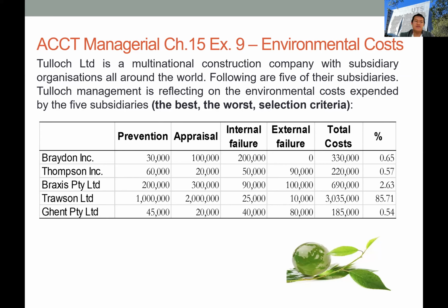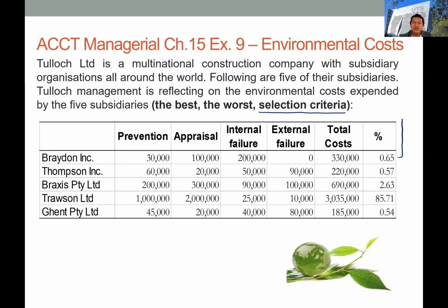Okay, so we have some information on prevention, appraisal, internal failure, and external failure costs. First we need to select the criteria. What criteria do we want to use to evaluate the subsidiaries' environmental performance? You can use several criteria, but at first I want to use the ratio of the prevention and appraisal costs to the failure costs.